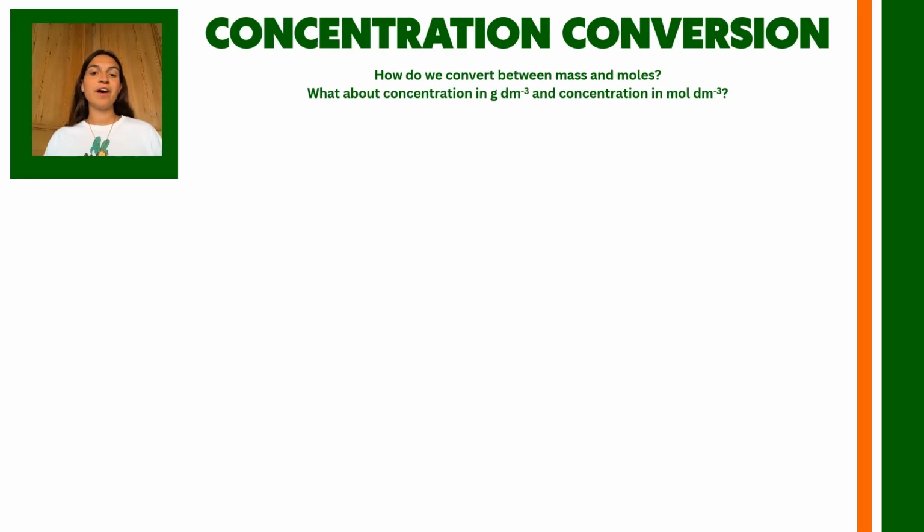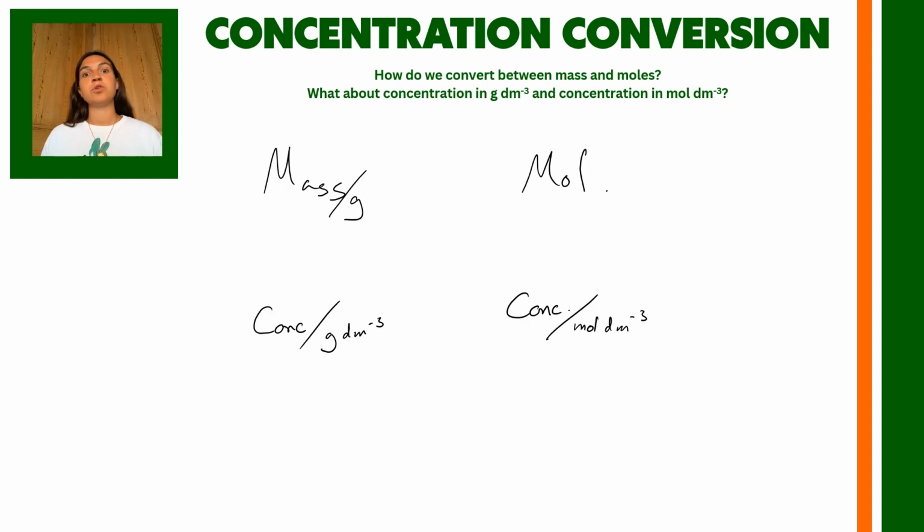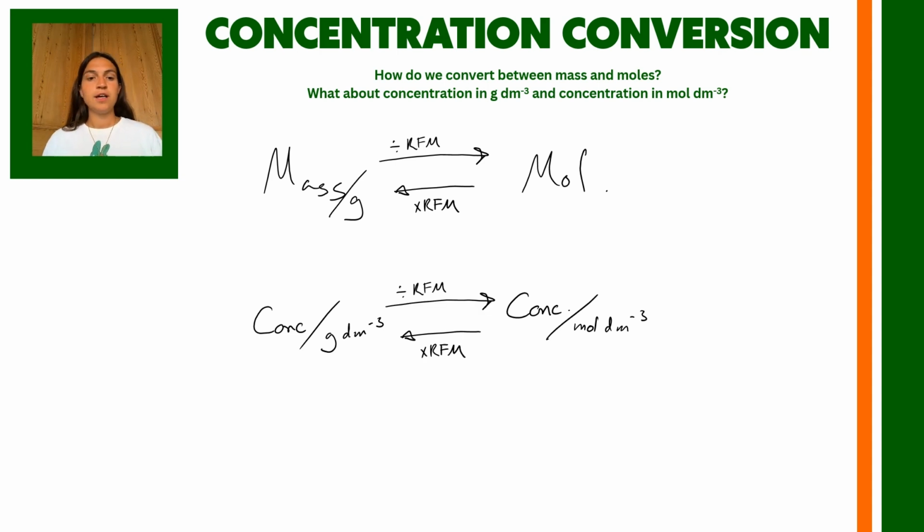Okay, how do we convert between mass and moles, and what about concentration in grams per decimeter cubed and concentration in moles per decimeter cubed? So you should know from our previous topic, in order to go from a mass in grams into the number of moles, you are dividing through by your relative formula mass, and if you want to go the other way, you multiply by your relative formula mass. Concentration is exactly the same. So concentration in grams per decimeter cubed to concentration in moles per decimeter cubed, you do the same thing.